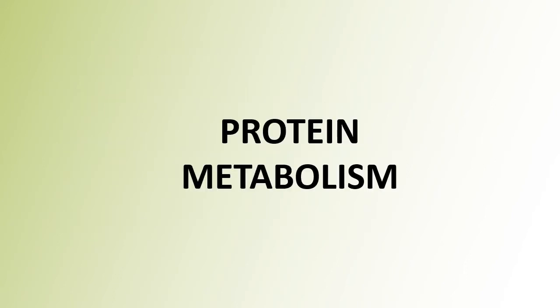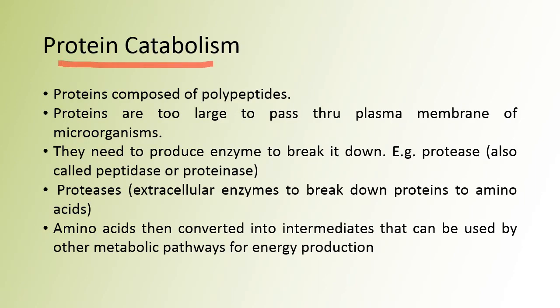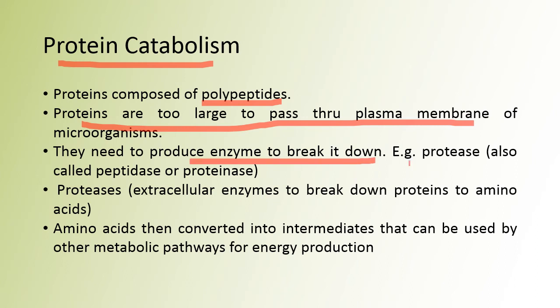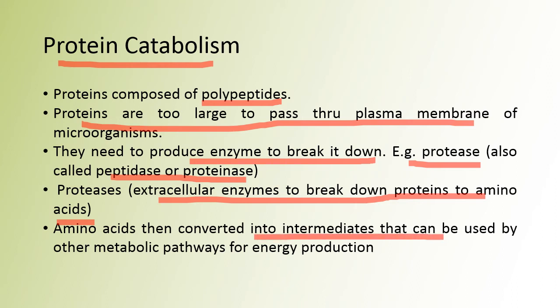Let's briefly see the protein metabolism in bacteria. Next is protein catabolism. As we know, proteins are composed of polypeptides, and these polypeptides are composed of amino acids. Usually proteins are too large to pass through the plasma membrane of a microorganism. Therefore, they need to be digested or broken down into their monomers, usually using an enzyme called protease, also known as a peptidase or proteinase. This proteinase is an extracellular enzyme that breaks down the protein into amino acids.